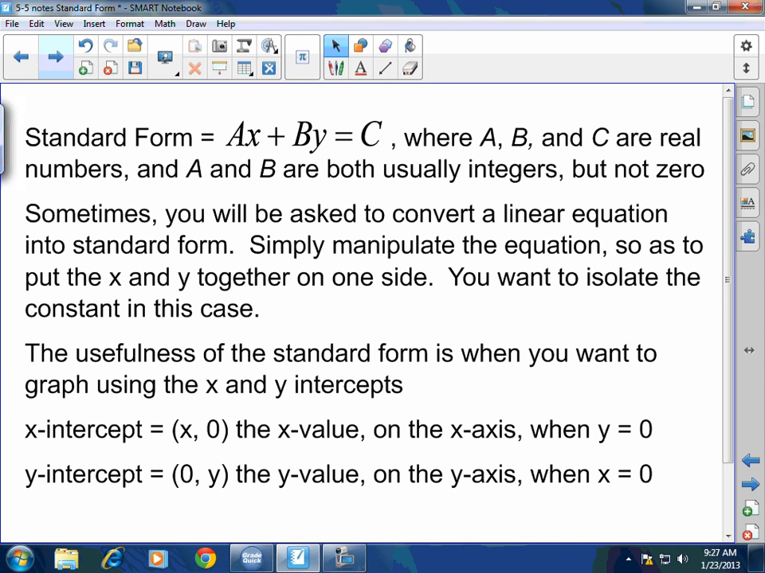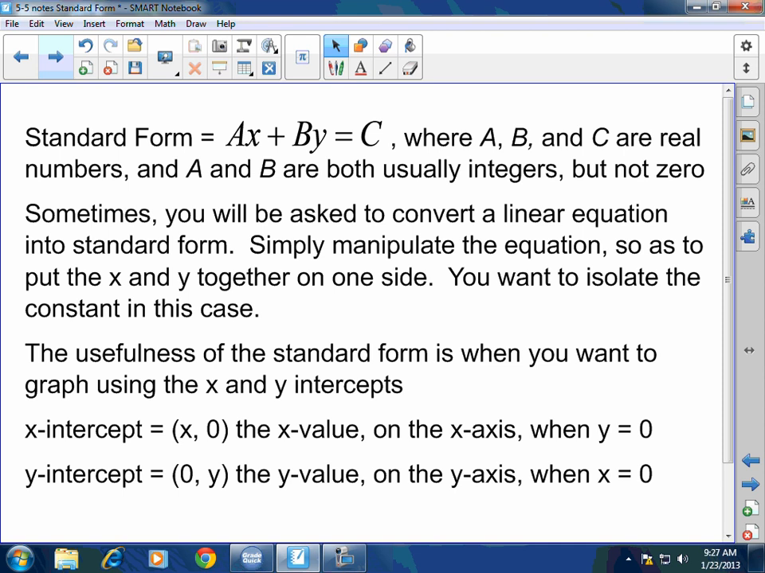When we're talking about standard form, ax plus by equals c, a and b and c are all real numbers, okay? And a and b are both usually integers, but not 0. Please remember what integers are. They're whole numbers. We don't want a or b to be fractions. They can be positive or negative whole numbers. They're integers. So remember that the integers are their whole numbers and their opposites. So we always want to make a and b integers, okay?